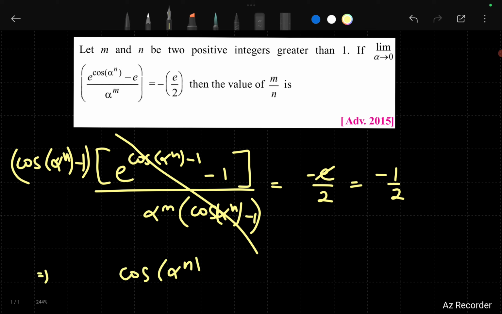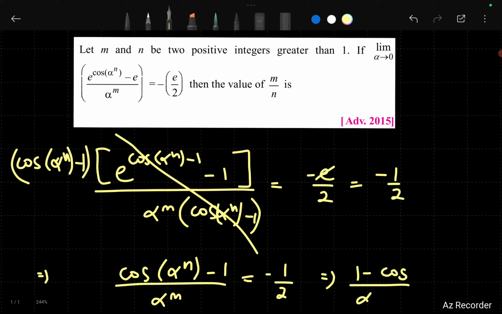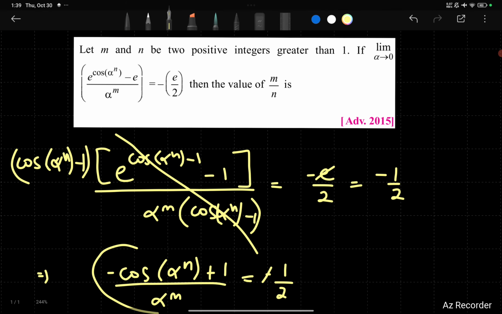Cos of alpha to the power n minus 1 whole divided by alpha to the power m is equal to minus 1 by 2. We know that the actual standard form is 1 minus cos alpha to the power m, or else we can cancel the minus term both the side by adding here minus 1 and minus 1. This is the standard form actually. Okay, in the standard form we know that whatever the argument of cos will be, the denominator should contain, if the limit exists and is equal to half, then argument of this इसका बेसिकली स्क्वायर होना चाहिए डिनोमिनेटर.